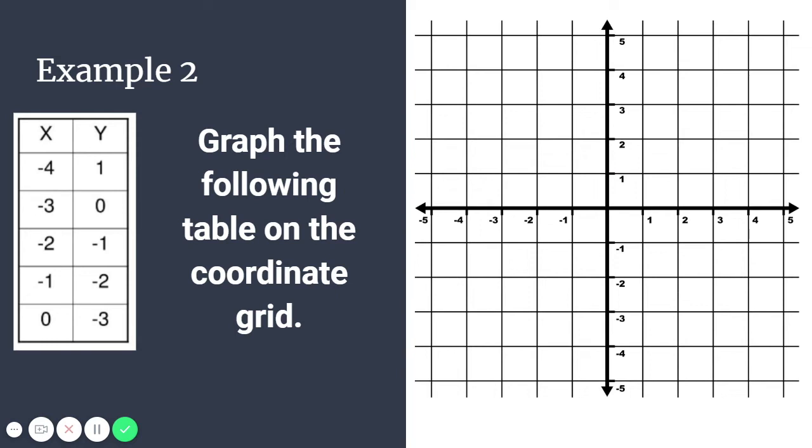For example, number 2, we'd ask that you graph the following table on the coordinate grid. Please pause the slideshow at this time, graph the points, and resume the slideshow after you have completed the task for the explanation.